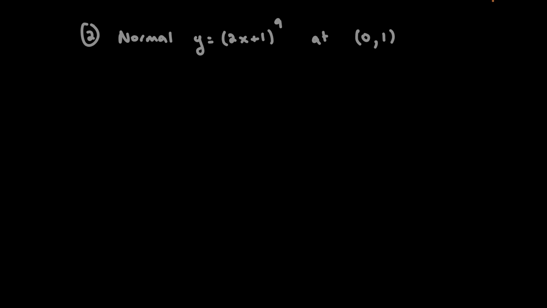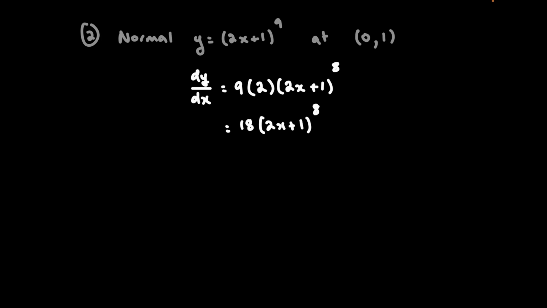To work out the gradient of the normal curve, we first need to work out what is the gradient of our tangent curve. The gradient of our tangent curve can be worked out by simply differentiating. If we were to differentiate this function, we need to use the chain rule. Bring the power to the front, differentiate the inside bracket, and then keep the function, but just -1 from the power. So in this case, it becomes 9 times 2 times (2x + 1) to the power of 8. And that just simplifies to 18 times (2x + 1) to the power of 8.